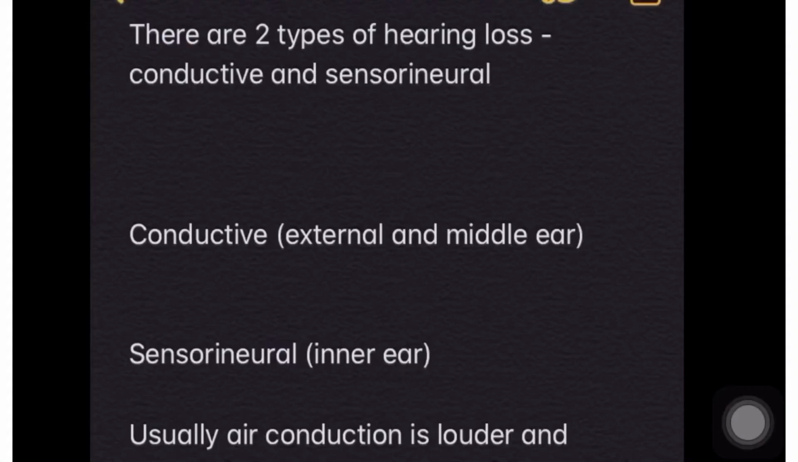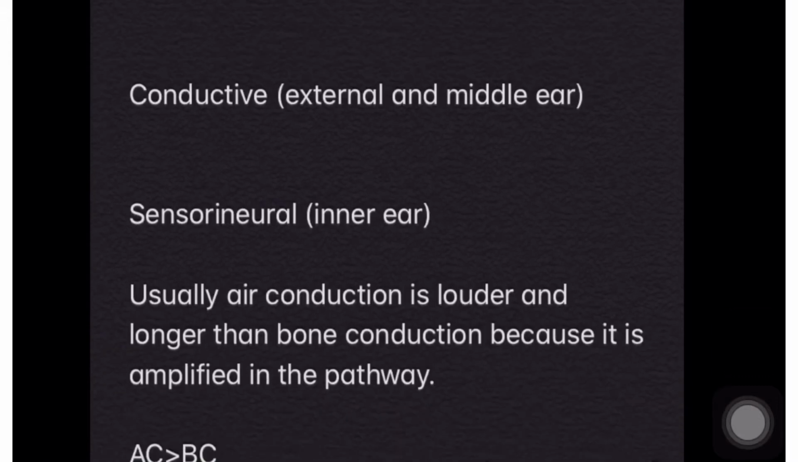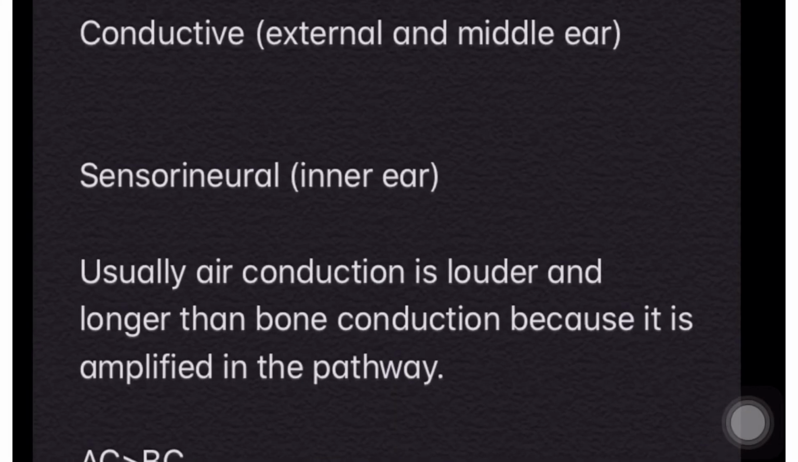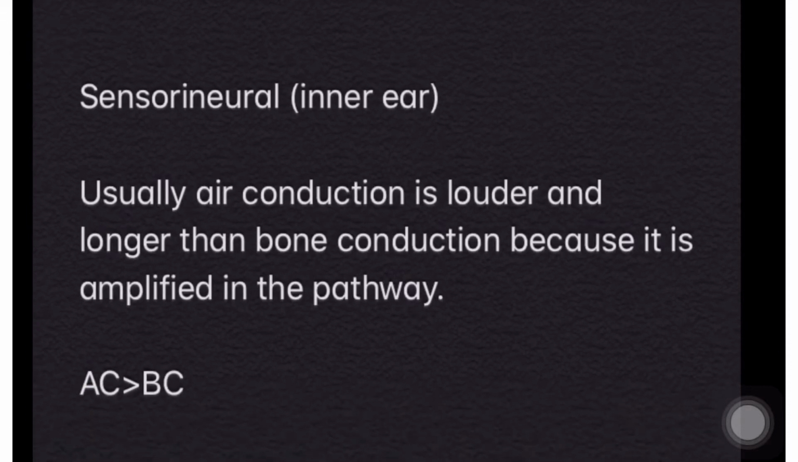So today we are going to study about two tests, that is Rinne's test and the Weber's test. These are used to assess the type of hearing loss in a person. So there are mainly two types of hearing loss. One is conductive and the second one is the sensorineural hearing loss. So conductive hearing loss is seen in people where there are pathologies or obstruction in the external or the middle ear. Sensorineural hearing loss is seen when there is pathology in the inner ear.